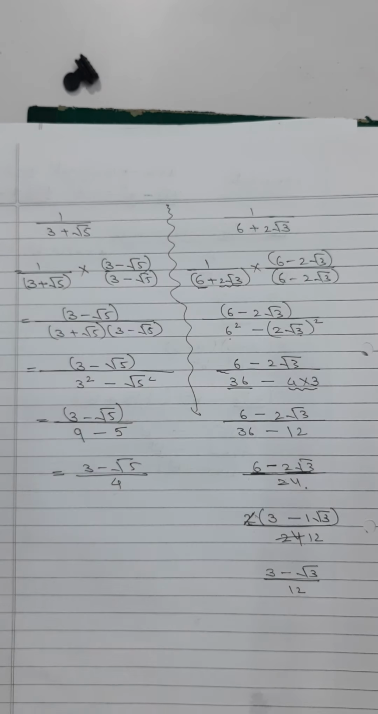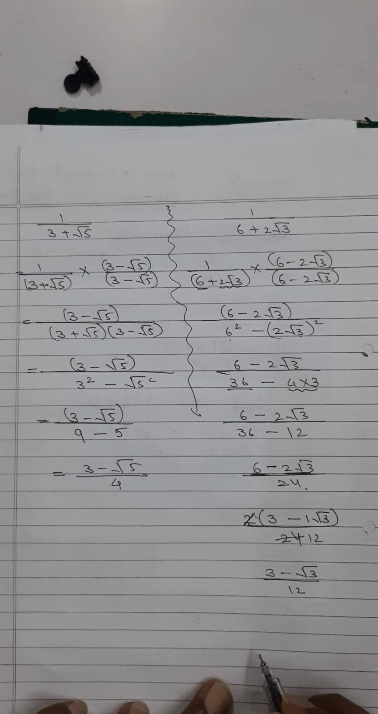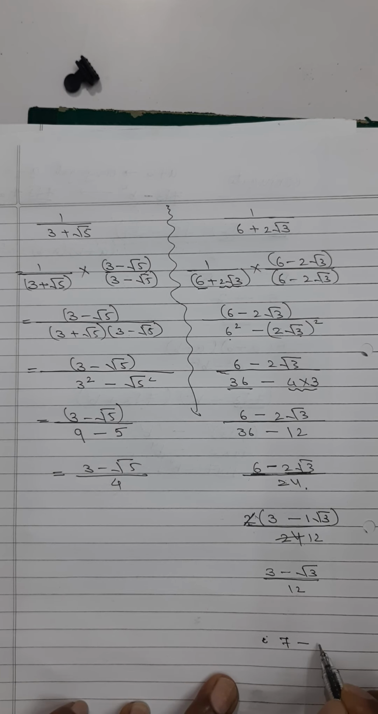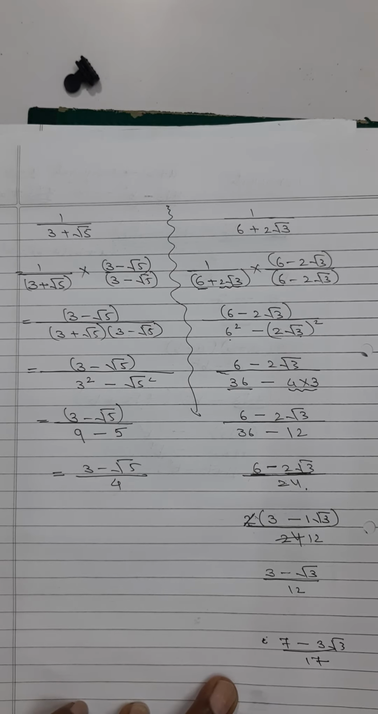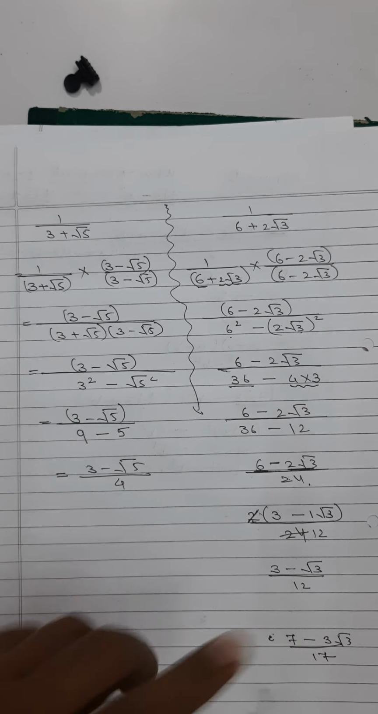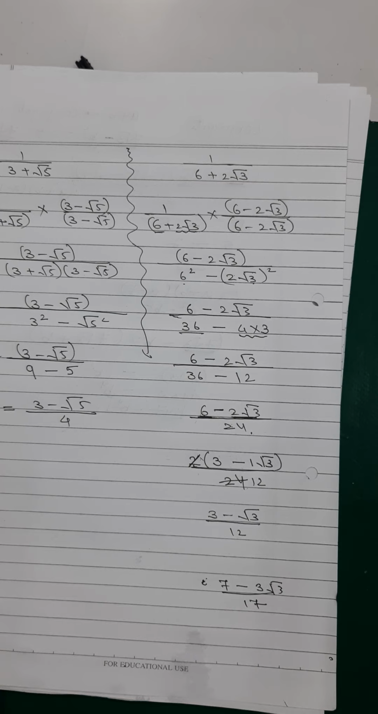See if the common factor is possible. Sometimes common factor also is not possible. Sometimes you will get 7 minus 3 root 3 upon 17. Now here common factor is not possible. Leave it over there, leave the sum over there. But don't do any blunder, please.